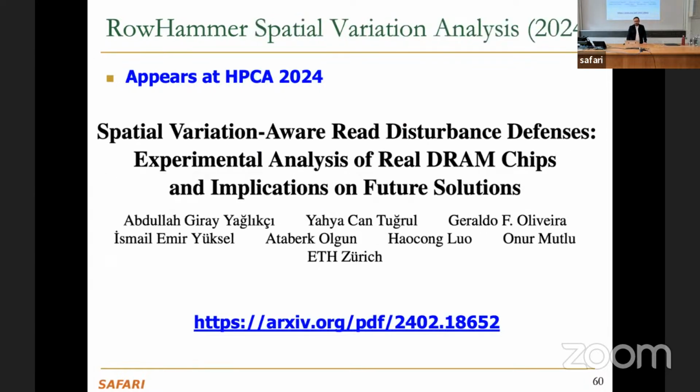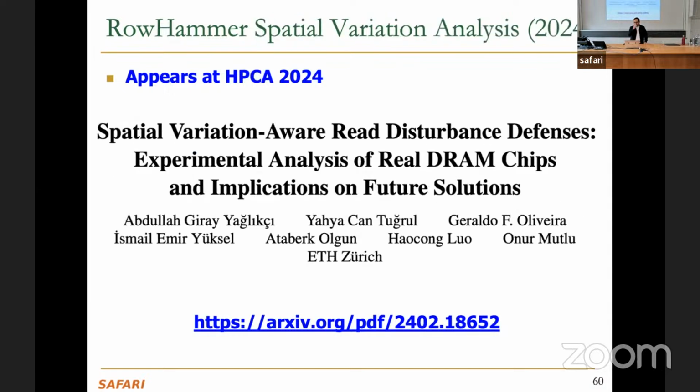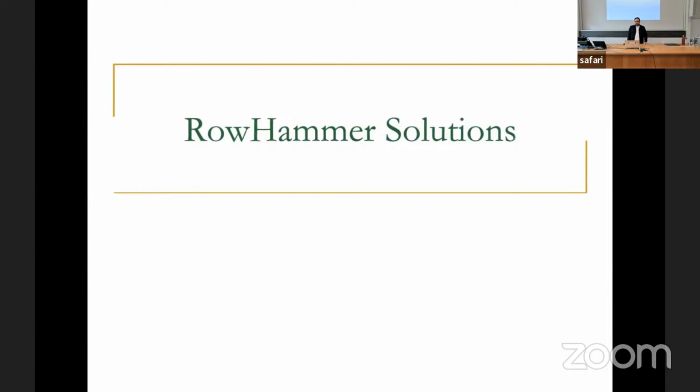Okay, so we will talk about pretty much all of these papers in the following lectures and in this lecture as well. This HBM work is quite recent. It was published in DSN, which is a top conference for dependability and reliability, last summer. And a spatial variation study that I will talk about tomorrow is also published earlier this year.